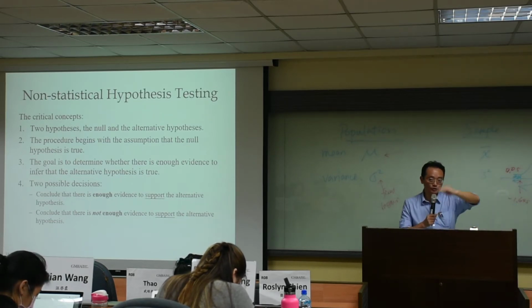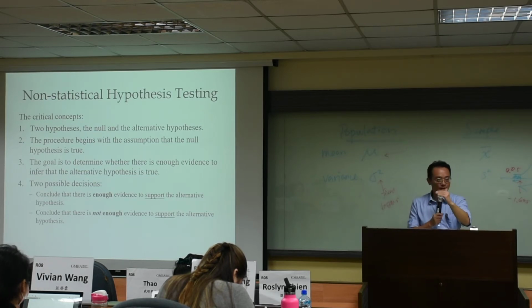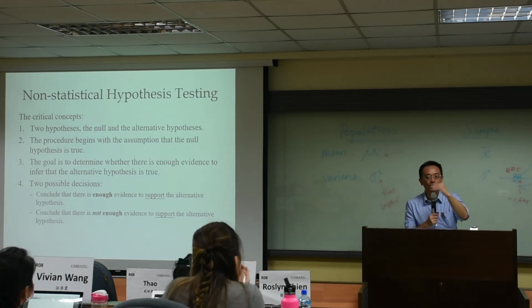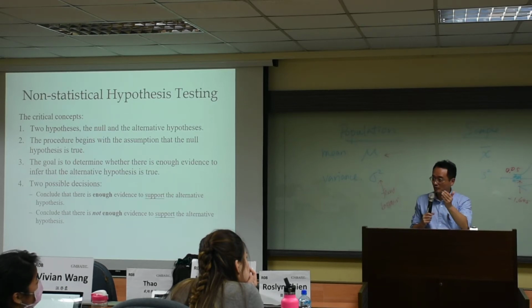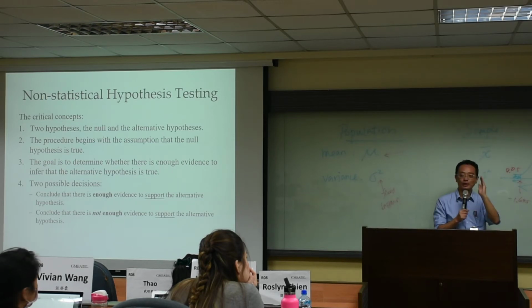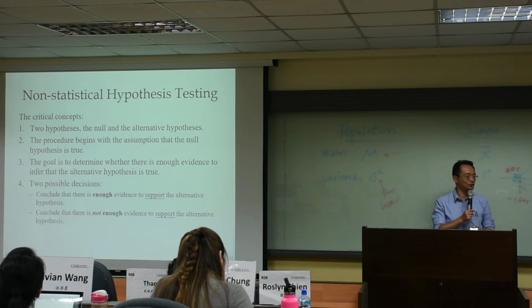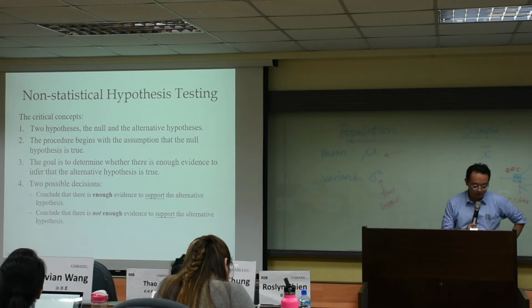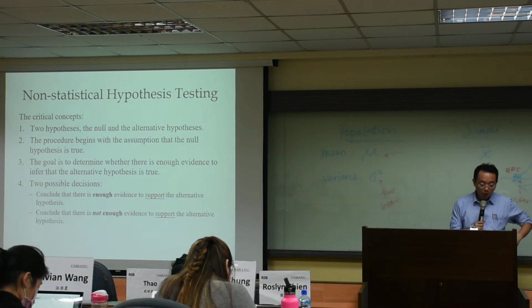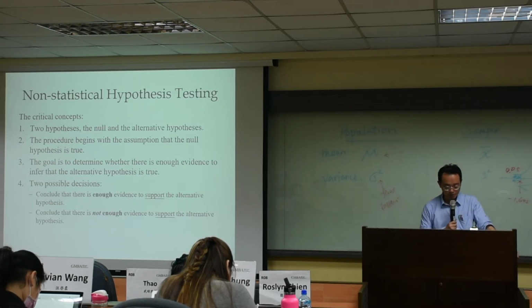Okay, so this is the underlying rationale behind statistical hypothesis testing. We have two hypotheses, and we have either enough evidence or not enough evidence to reject the null hypothesis. So in this case, H1 is more important than H0 for us, because if we can reject, then we can confidently say that H1 is actually true. Right, so two possible consequences: we conclude that there is enough evidence to support the alternative hypothesis, or there is not enough evidence to support the alternative hypothesis.